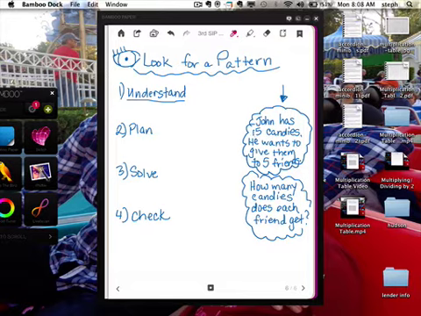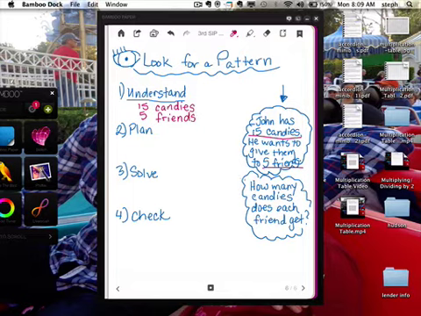So John has 15 candies. Well, I know that I'm talking about 15 candies. That's an important thing. He wants to give them to 5 friends. That's another important thing. So I'm going to underline that. Under understand, I'm going to write 15 candies. And I'm going to write 5 friends. That's important information.